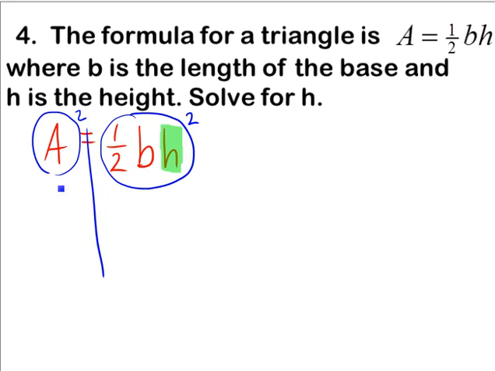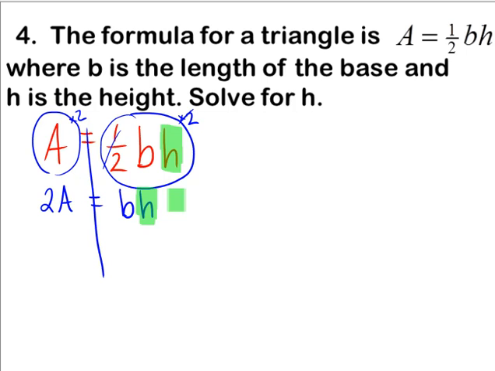If I multiply a times 2, I get 2a. I multiplied by 2. And if I multiply 1/2 times 2, I get a 1. So these end up canceling, and I'm left with just bh.